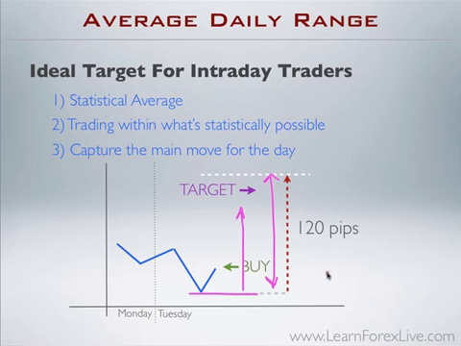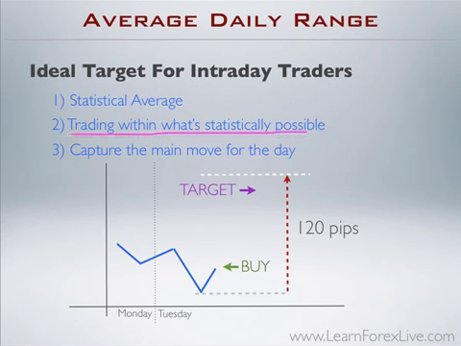projecting the average daily range to the upside, or if we were searching for a short opportunity, if this was a sell opportunity, we would take the high for the day and then we would project those 120 pips to the downside. All right, as simple as that. So that's how the average daily range can help us trade within what's statistically possible.